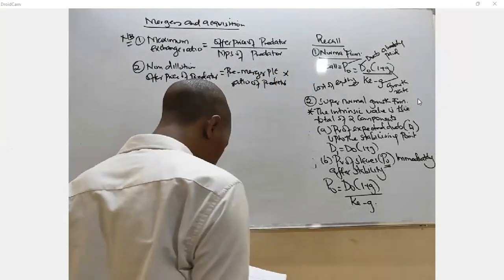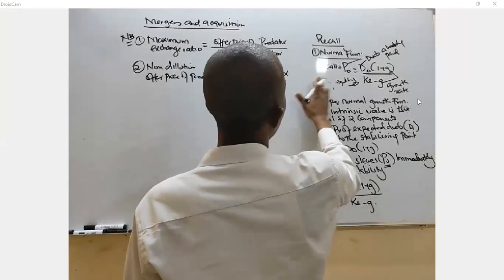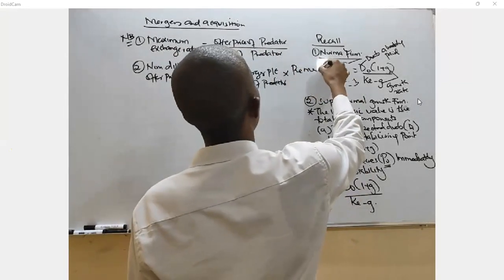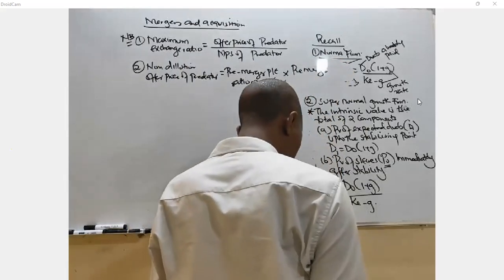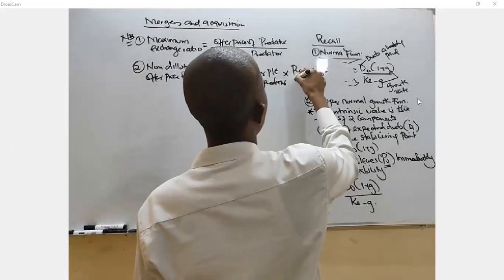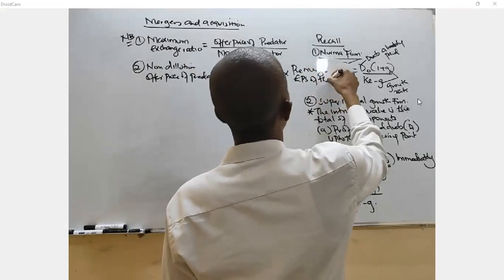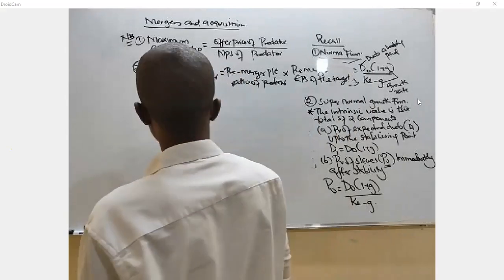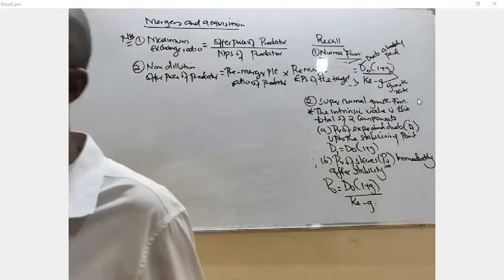We multiply it with the pre-merger earning per share of the targets. The pre-merger earning per share of the target.